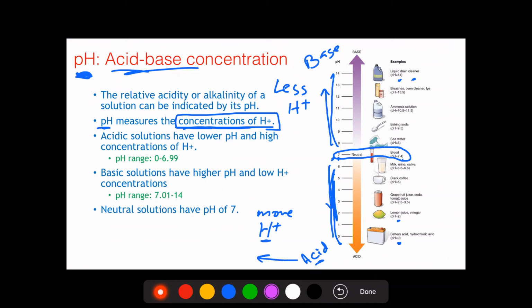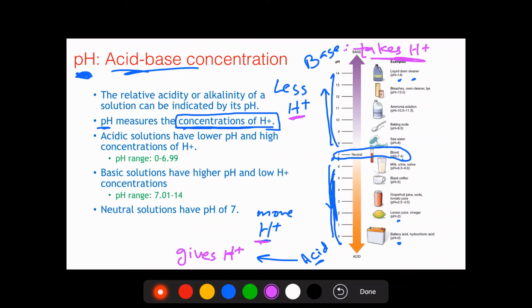What's the definition of an acid? It gives hydrogen ions. So that's why we will have more hydrogen ions. And here the opposite. Why are there fewer hydrogen ions? Because the definition of a base is that it takes hydrogen ions away from the solution. So with more base, it means more hydrogen ions were taken away.